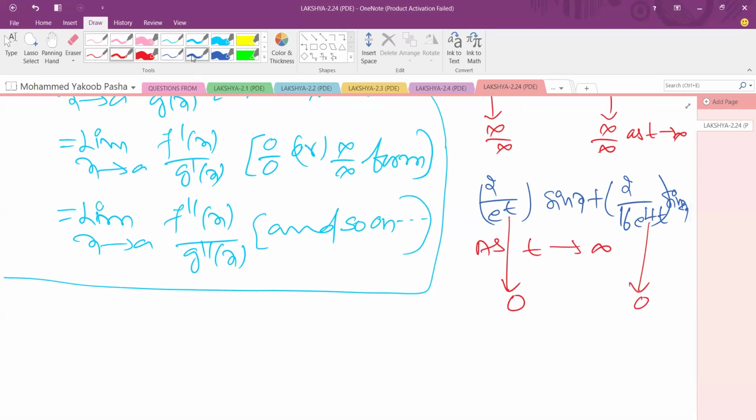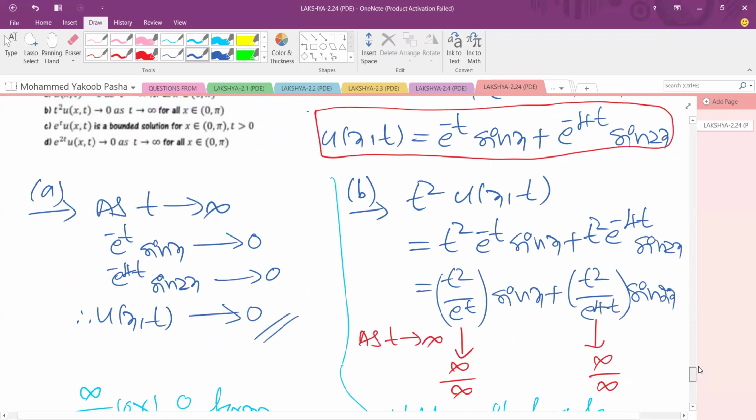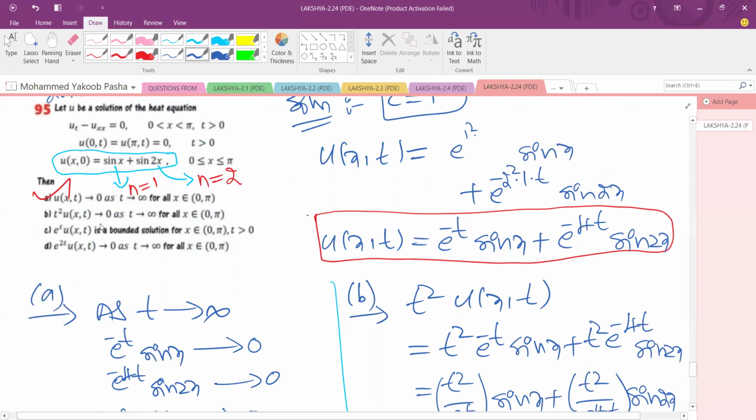Therefore, t square into u of x comma t tends to 0 as t tends to infinity. Is it clear? So what is our option B? Option B is t square into u of x comma t tends to 0 as t tends to infinity for all x belongs to 0 comma pi. So option B is the right option.